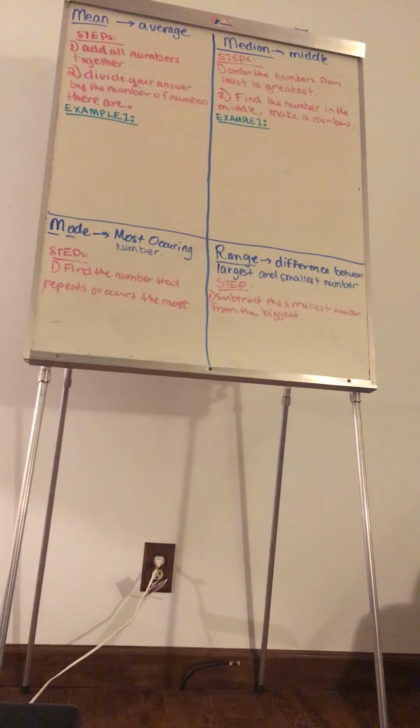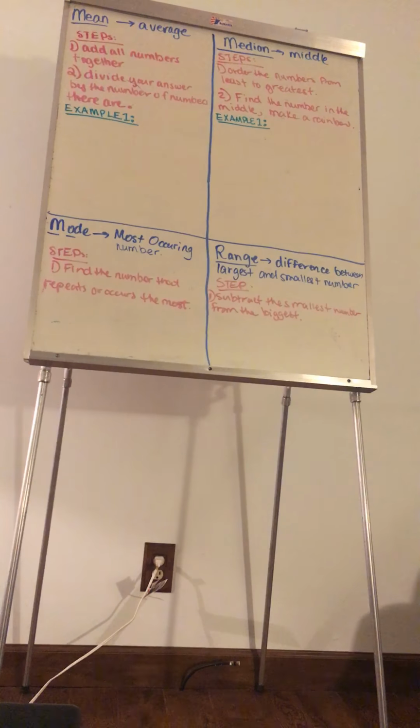So, say I had, so this is example 2. Let's do 5, 7, 9, 3, 6, and 2. Again, step 1 is to order them from least to greatest. So I've got, again, 2, 3, 5, 6, 7, 9.